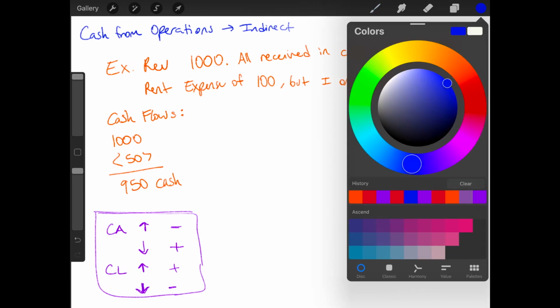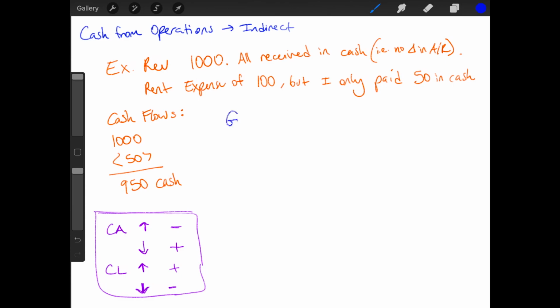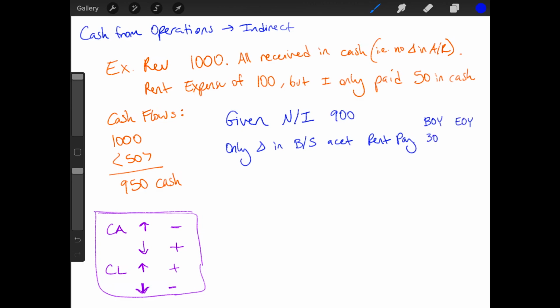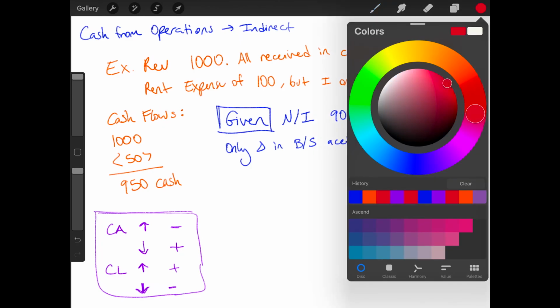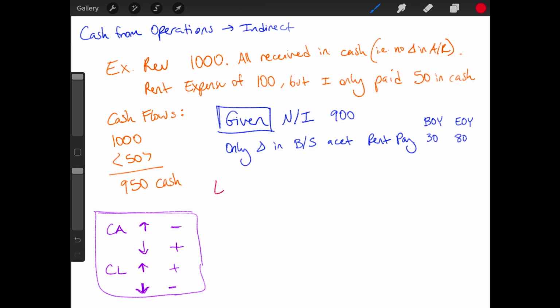So this is the background of this question, but let's say we weren't given any of this information in orange. Let's say all that we were given was that our net income equaled $900, and that the only change in a current balance sheet account was our rent payable, that the beginning balance was 30 and that the ending balance was 80. So over the period, it had an increase of 50. And let's just say that only the information in blue was given for this question. Just based off that information alone, you could solve for that $950 cash flow.